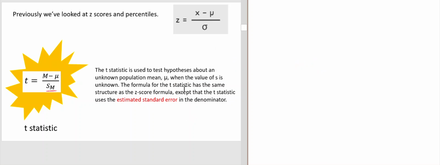So the formula for t-statistic has the same structure as a z-score formula, except that the t-statistic uses estimated standard error in the denominator. And the other difference is we're using our sample mean and subtracting it from the population mean. And then yes, this is an estimated standard error right here.